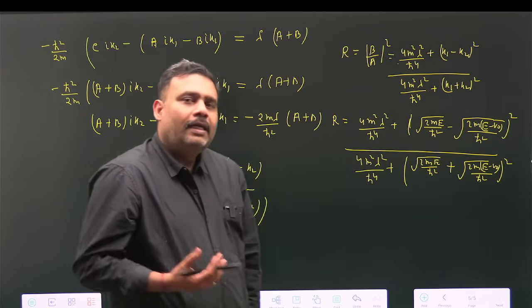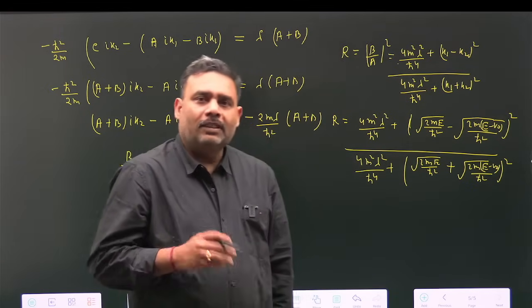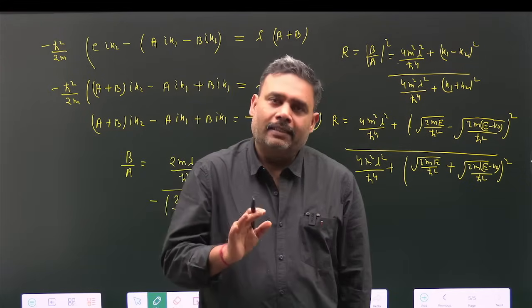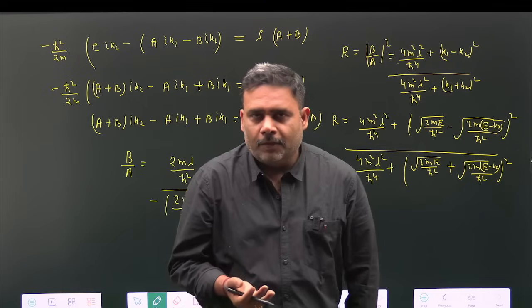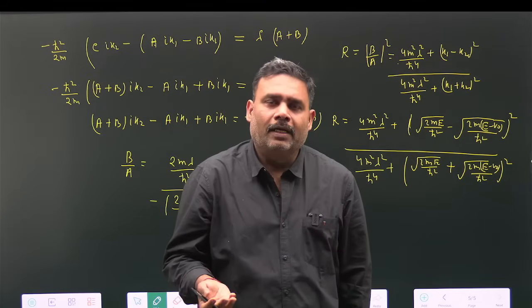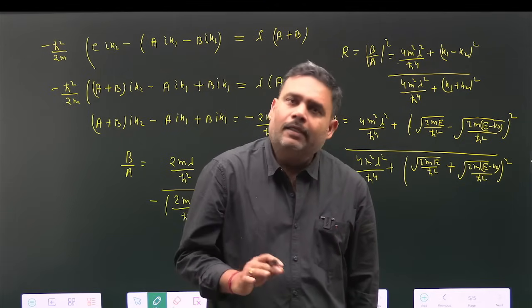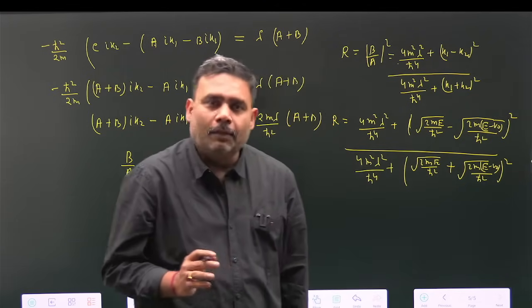So now there are two approximations. The first approximation is that E is greater than V0, so first we will go for that approximation. The second approximation is V0 is greater than λ, that means E is also greater than λ. So we have these two approximations.